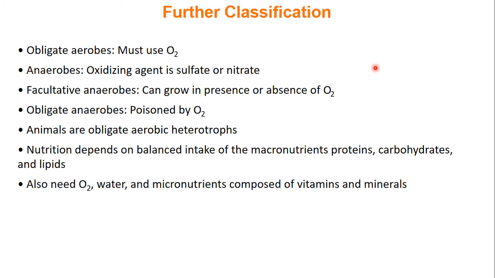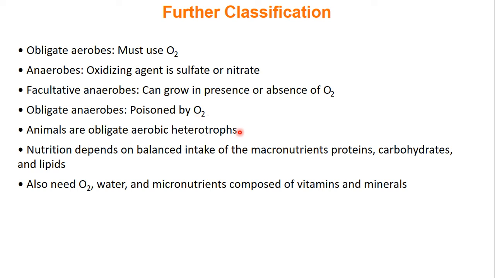Some further classifications based on how you do redox reactions in the cell. If you use oxygen, you're an aerobe, and if you have to use oxygen, you're an obligate aerobe. Organisms that don't use oxygen, rather if they use sulfates or nitrates, are anaerobes. Anaerobes that can live in the presence of oxygen are facultative anaerobes. And those that can't live in oxygen, that is poison to them, are obligate anaerobes.